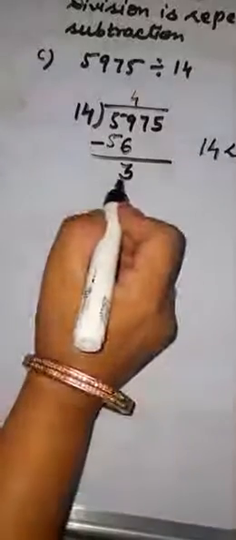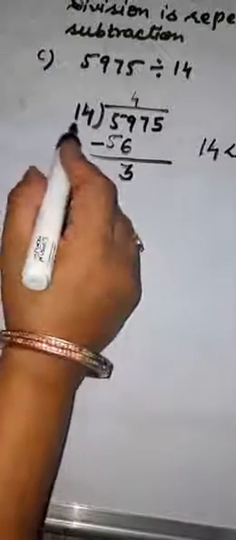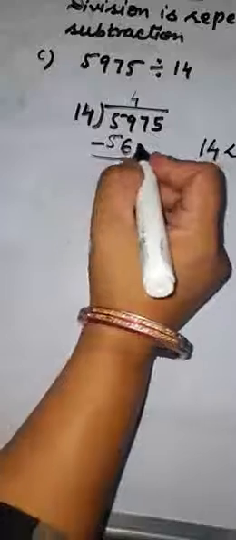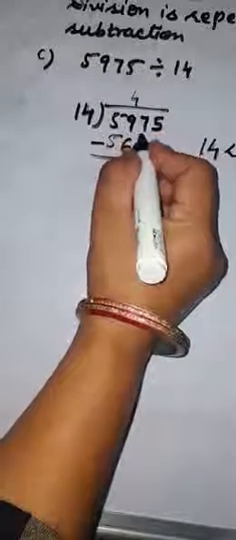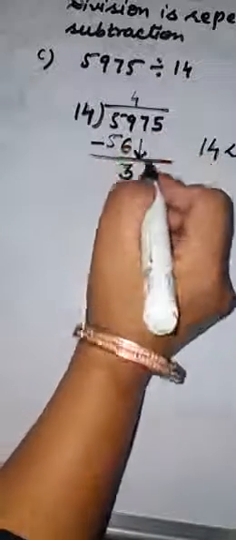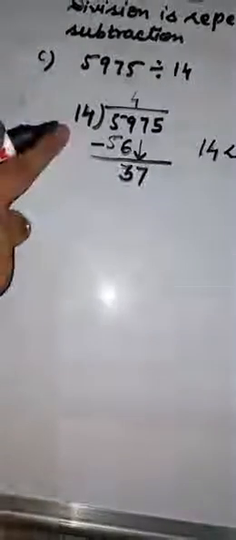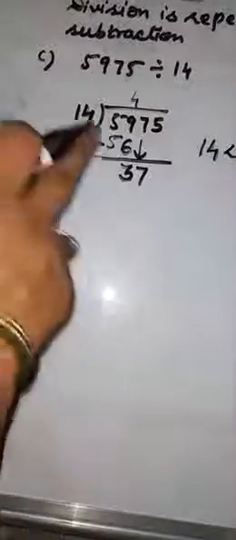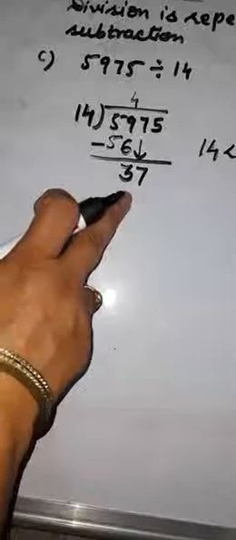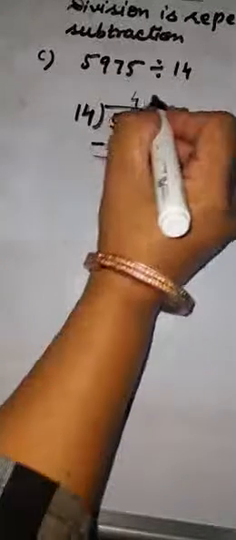Right. Now 3 is smaller than 14. So we have another digit here, that is 7. Bring it down. Now it is a 2-digit number and also greater than 14. So just recite the table of 14 for 37. It means that 14 ones are 14, 14 twos are 28, 14 threes are 42. Okay, 42 is greater, so we will write here 14 twos are 28.